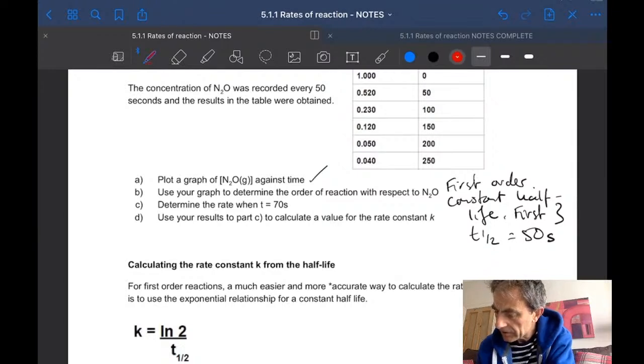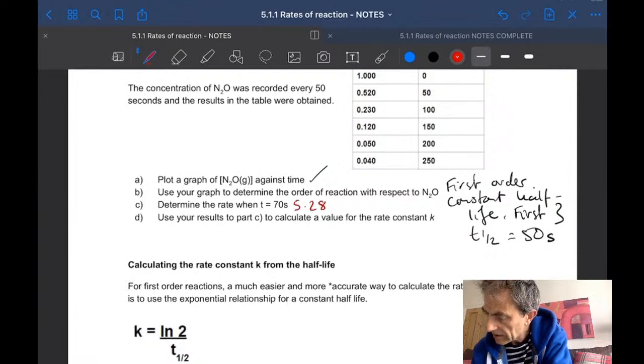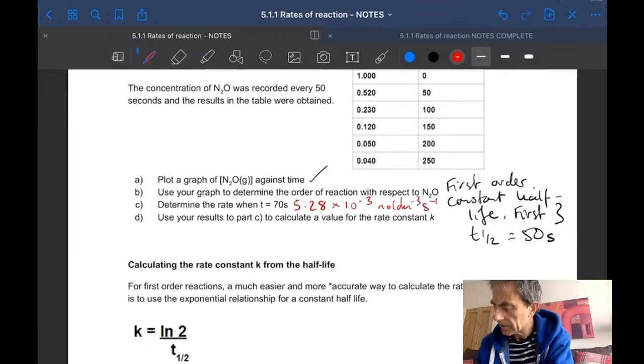Right, so shall I determine the rate when t equals 70 seconds? I'll just put my answer in, shall I? So I got 5.28 times 10 to the minus 3 moles per decimeter cubed per second. Whatever you do, don't forget your units. Mol dm minus 3 s minus 1. Okay?